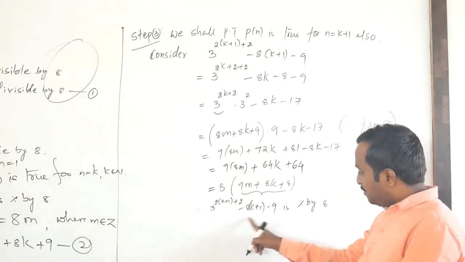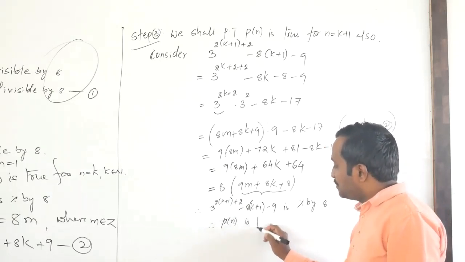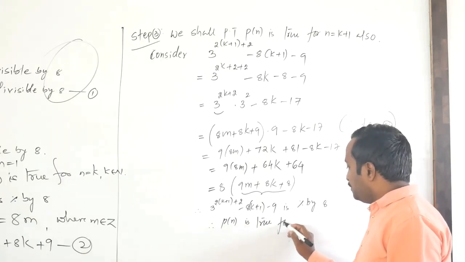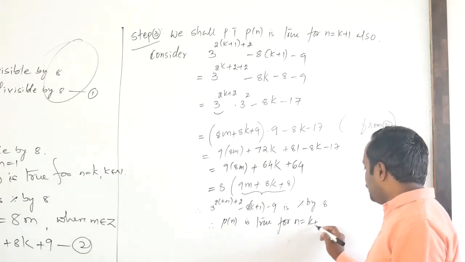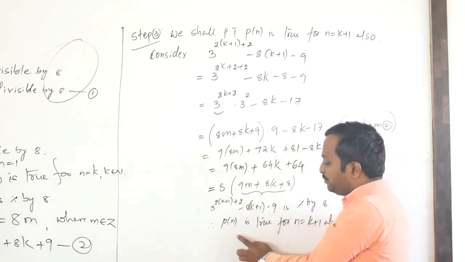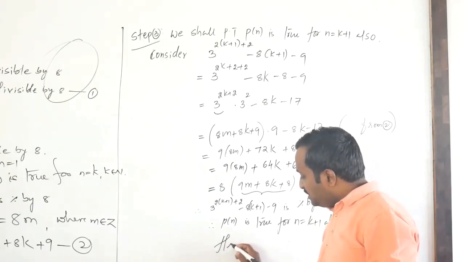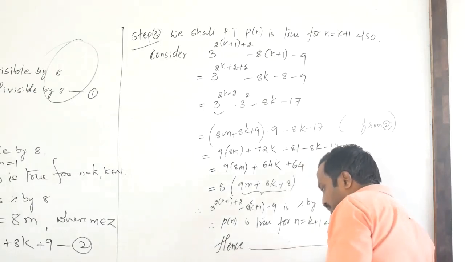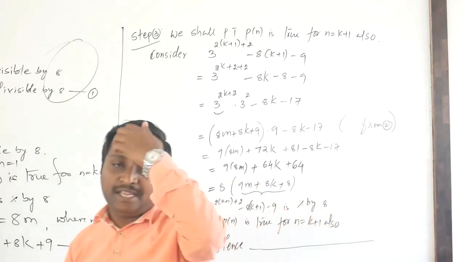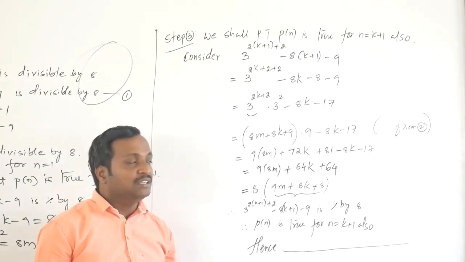It is divisible by 8, therefore P of n is true for n equal to k plus 1 also. So what we have shown in step 3 is that the statement is true for n equal to k plus 1. Hence, by using the principle of mathematical induction, the statement is true for all natural numbers n.